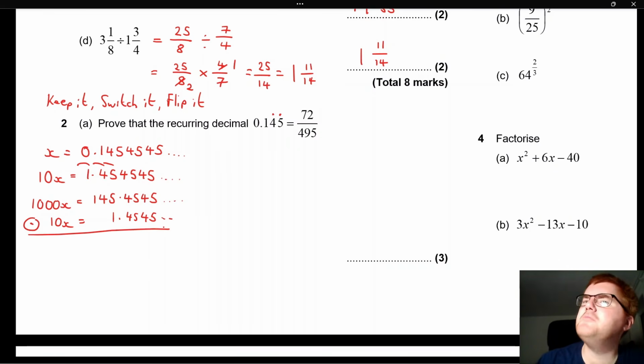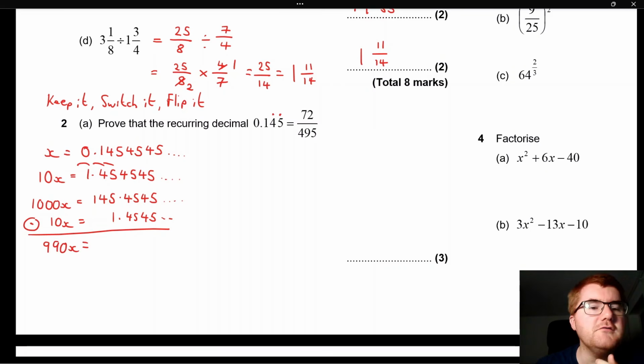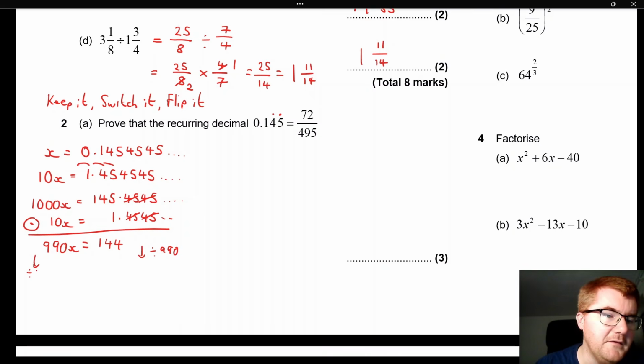You're like, well, what kind of progress does that actually give me here? Well, 1,000x minus 10x, that's just 990x. And notice all the recurring disappears because it's in both. And all we're left with is a very simple calculation, which is 145 minus 1, which is 144. Now to get x on its own, what's the opposite of timesing by 990? We want to divide by 990 on both sides. This cancels, giving us x, which is what we're looking for, and it's 144 over 990.